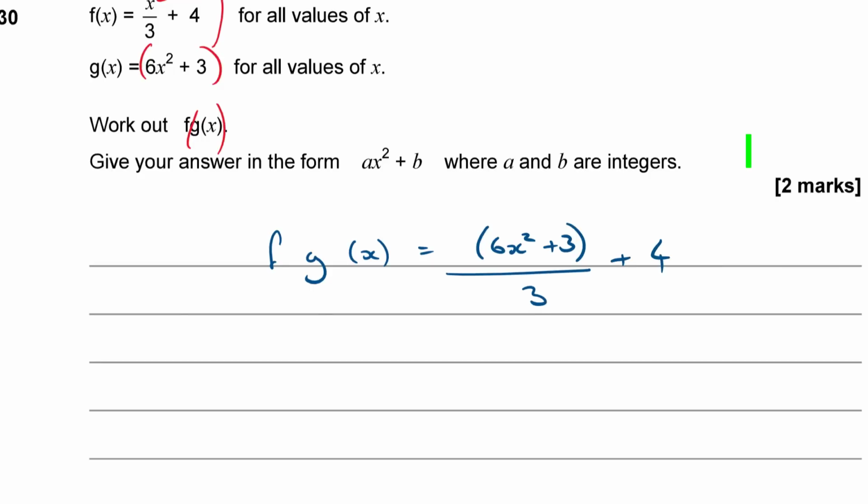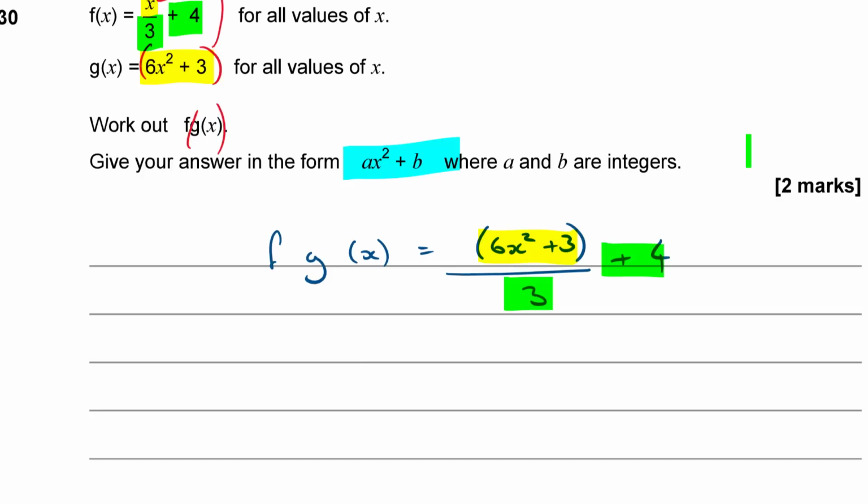So you can see what I've got here, and I've written it there where the x is in f of x, and the rest of what I've got, divided by 3 and plus 4, is there. Hopefully that makes sense. So fg of x is 6x squared plus 3 all over 3 plus 4. Okay, now it's not quite in the form I'm after. I want it in the form ax squared plus b, and I've got a kind of more complex looking thing going on here.